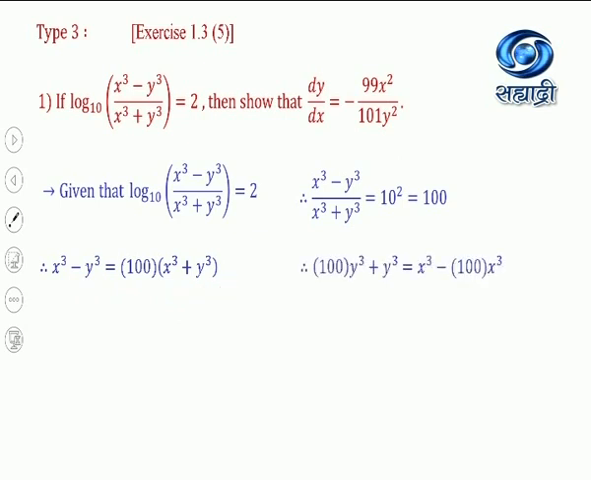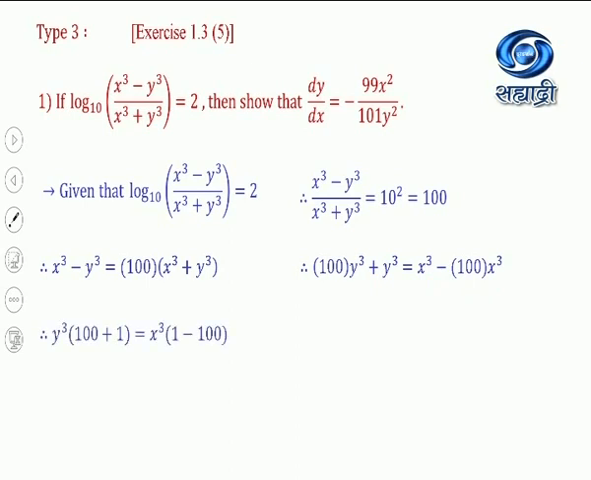And now this can be written as, see here, 100 X cube plus 100 Y cube on the right hand side. Now take 100 y cube on left hand side and take this x cube on right hand side. So what we get? 100 y cube we write on left hand side, take this y cube on this side, it becomes plus, and we write on the left hand side, it becomes 100 y cube plus y cube. And take this 100 x cube on this side, it becomes minus, but we write on RHS x cube minus 100 x cube. And now here y cube is common, here x cube is common.